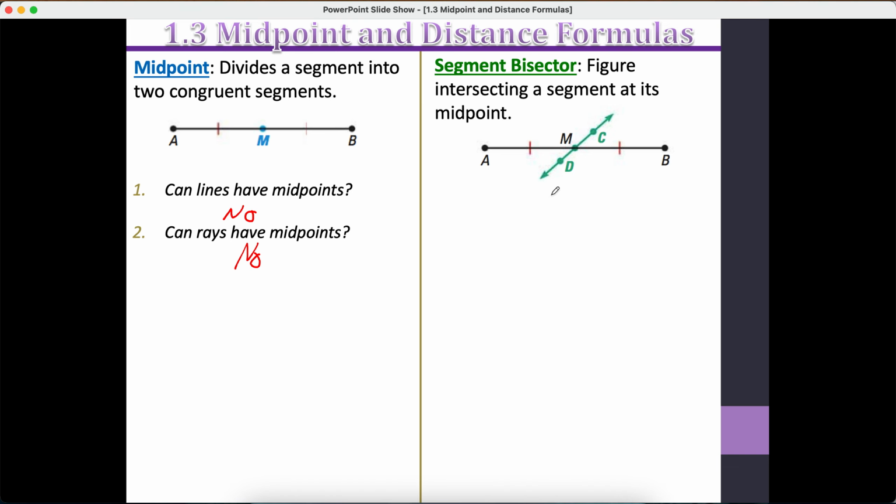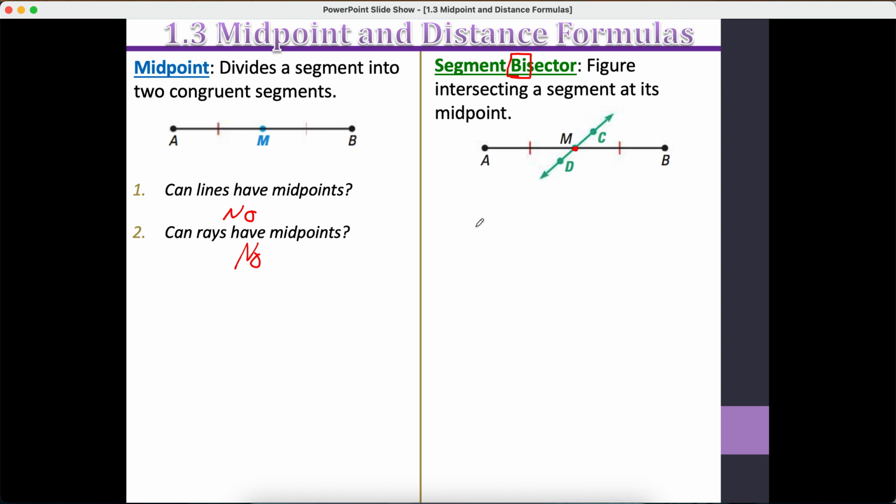There's not much to talk about here, not much to do, rather, when we're talking about segment bisectors. A segment bisector is a figure that intersects a segment at its midpoint and bisects it. So I know you know what intersect means. That just means that they cross paths. There's some sort of, in this case, a point of intersection at M. But to bisect something, if we think about the prefix bi, like bicycle, it's going to cut it into two congruent segments. That just means that it goes through something's midpoint.